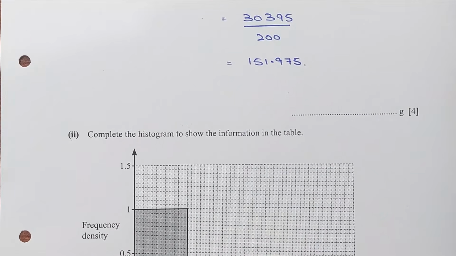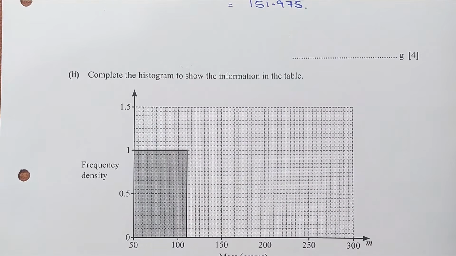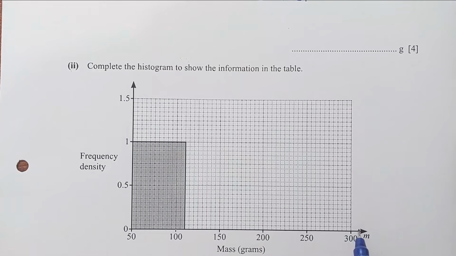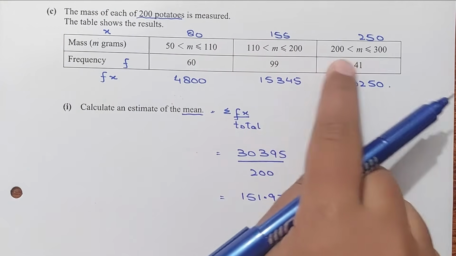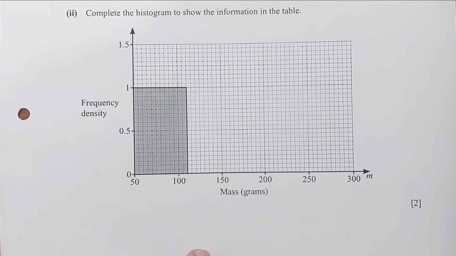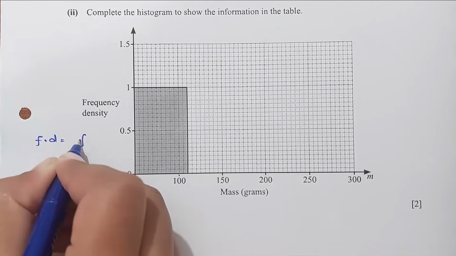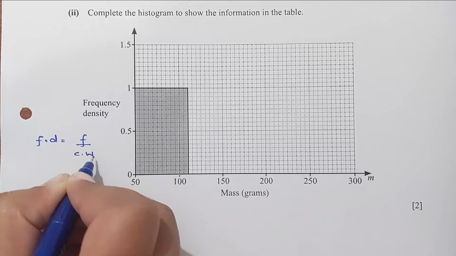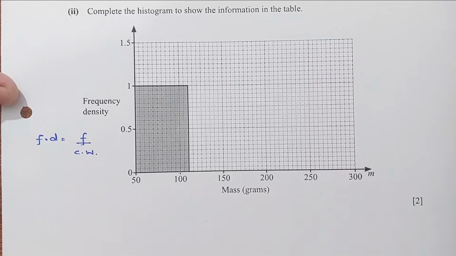Now for the second part, complete the histogram to show the information in the table. So on the horizontal axis, we have been given the masses in grams between 50 to 110. So it's done. 50 to 110. We have to do 110 to 200 and 200 to 300, right? And we need the frequency densities, right? So we know that frequency density is equal to frequency over the class width, right? So we have the frequencies. Let me find out the class width.